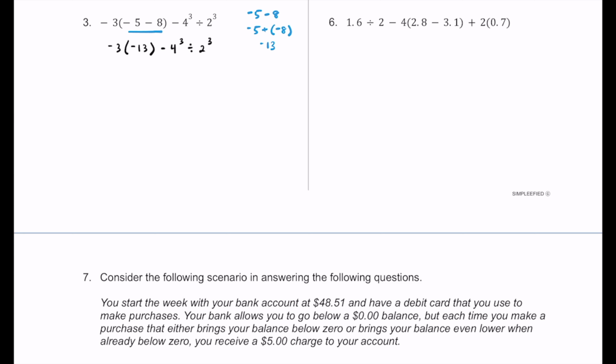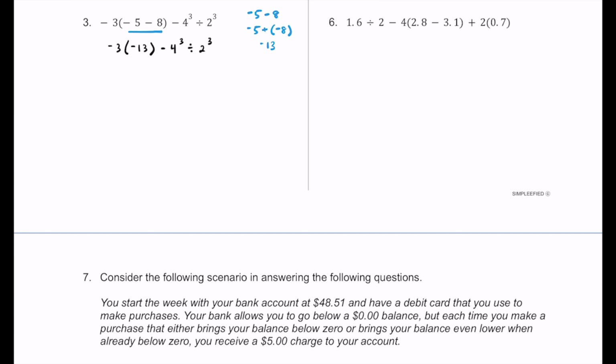And so at this point, while you may look at this and say, okay, this looks like a grouping symbol, it's actually just showing that this is -3 multiplying by this -13. So even though it's parentheses, it actually just means multiplication and not a grouping symbol at this point. Okay, so we're going to move on from there.